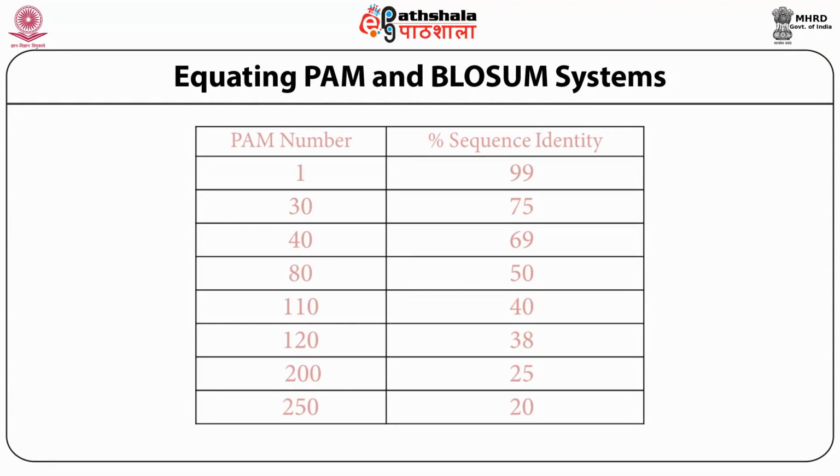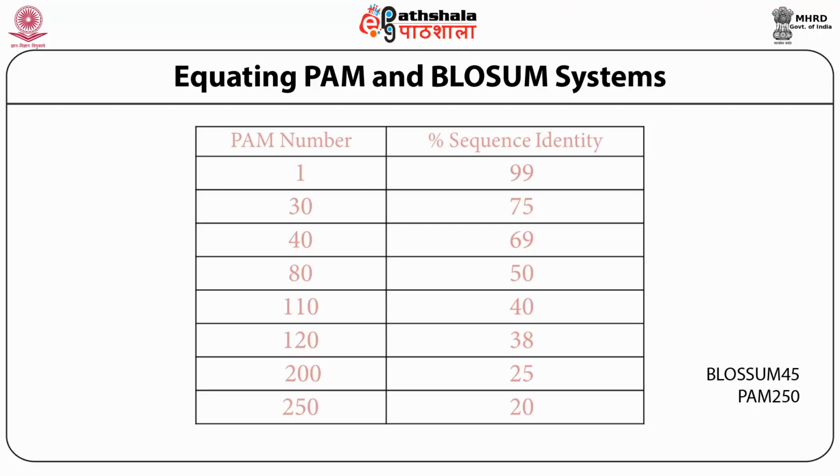We have already seen that the PAM 250 scoring matrix is suitable for alignments of sequences having approximately 20% identity. PAM 250 is equivalent to BLOSUM 45. Therefore, BLOSUM 45 can be used with sequences having approximately 20% identity.